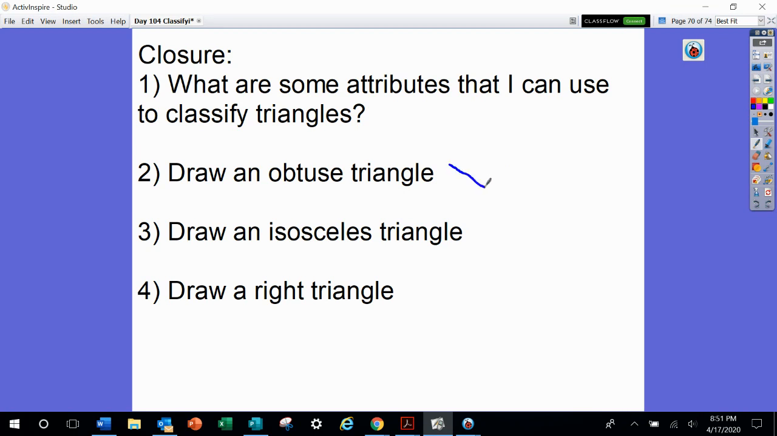Well, for me, I like drawing obtuse triangles, something like this. Imagine these are my arms when I'm saying obtuse. Okay, so here's an example of an obtuse triangle. Obtuse, we were classifying it based on its angle. So this angle right here was bigger than 90 degrees. Now draw an isosceles triangle on your whiteboard or paper.